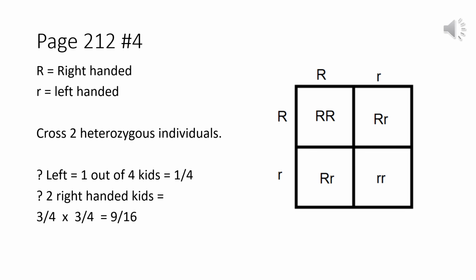Once you've filled out your chart, you can see that only the bottom right-hand box has the left-handed child, so the probability of being left-handed would be 1 out of 4 kids, 1/4, 25%. The question goes on to ask what's the probability of getting two right-handed children. The probability of having a right-handed child to start with is 3 out of 4, times the probability of having another right-handed child, which would be 3 out of 4, so 9 out of 16.